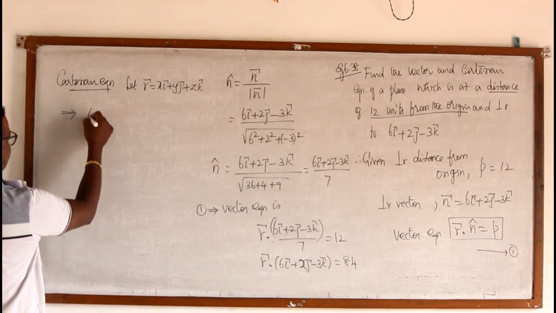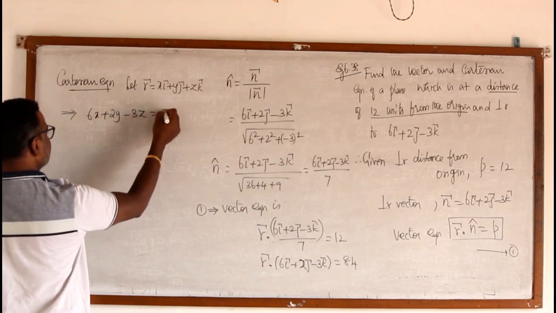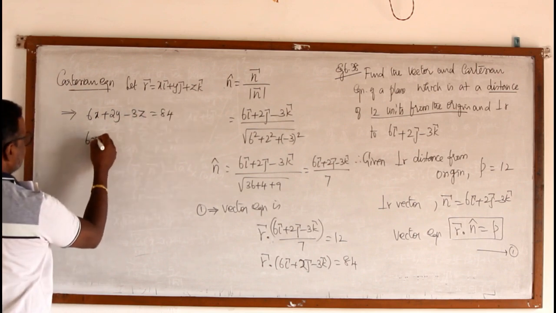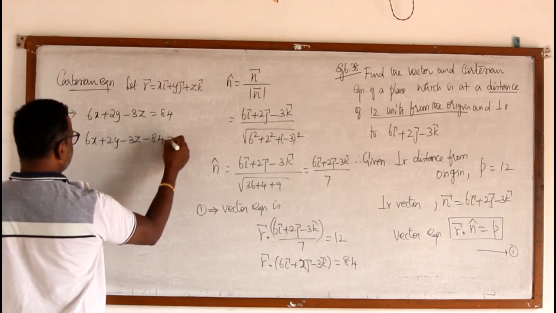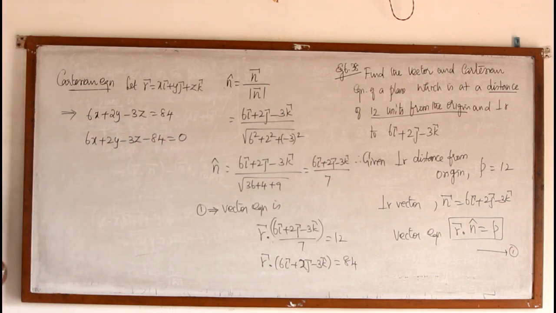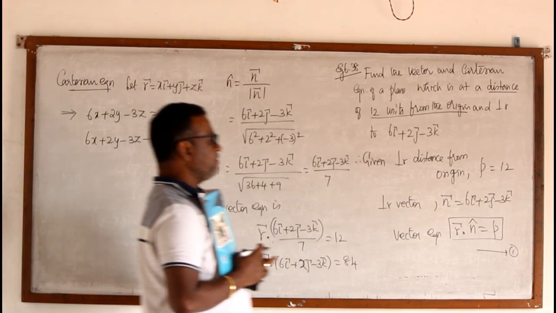So straightly it is 6x plus 2y minus 3z equal to 84, or 6x plus 2y minus 3z minus 84 equal to 0. This is the vector Cartesian equation. So this is how we can find the equation of a plane.